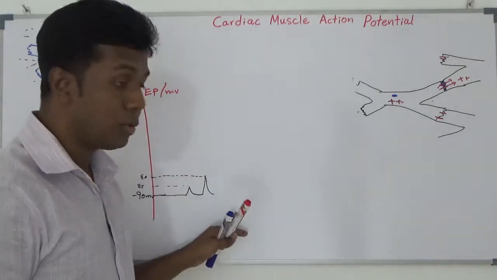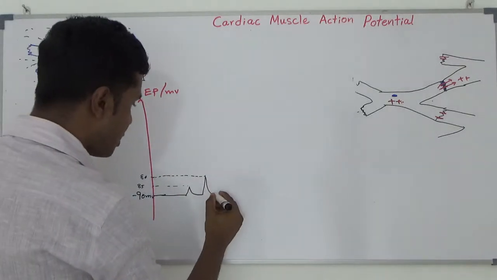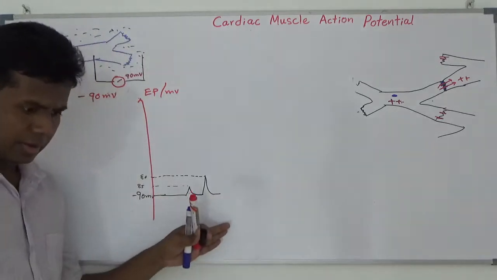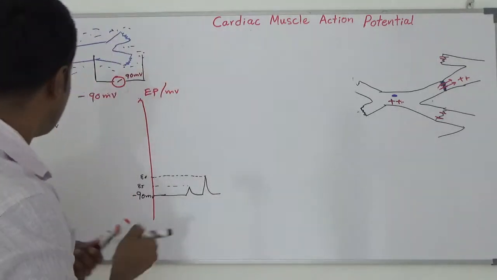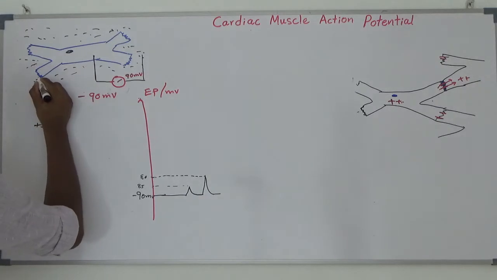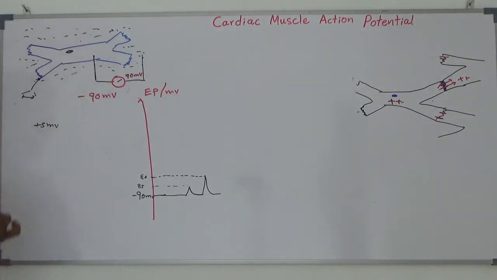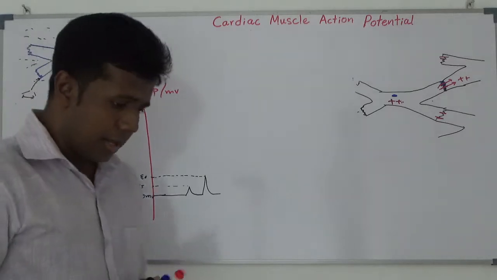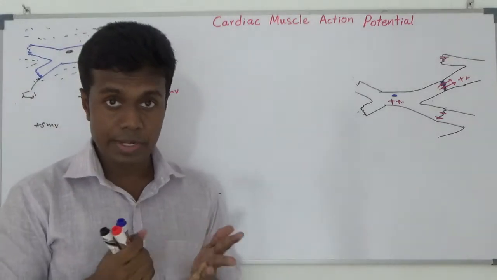Again, it comes back to baseline, or minus 90 millivolt. Then I give, even after I give an electrical current, nothing happened. How do I give electrical current? I connect a small electrode here and a small battery here, and I give electrical current to this cell. Even though I give 5 millivolt, I give 10 millivolt, nothing happened.